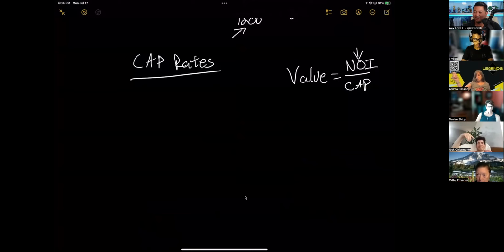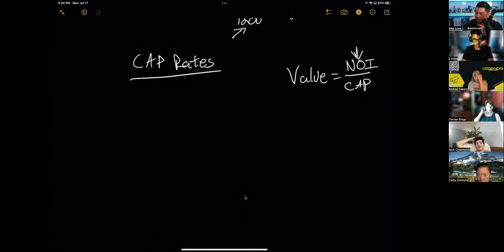Yeah, there you go. All right, Nick. You've been around for a while. All income minus all expenses gives you NOI. So this is why this number is so important. Everybody looks at this number. All right. Now, value equals NOI divided by cap rate. What is a cap rate?